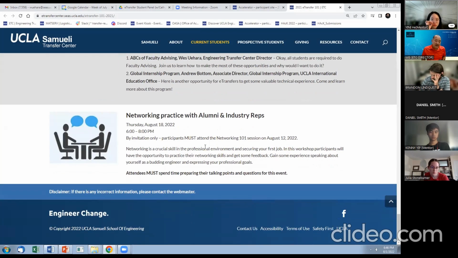Okay. eTransfer 101 will conclude its summer activities with networking practice, again, with the alumni and industry reps. That'll be on Thursday, August 18th. And again, this is by invitation only for those who did participate in the Networking 101 session on August 12th.